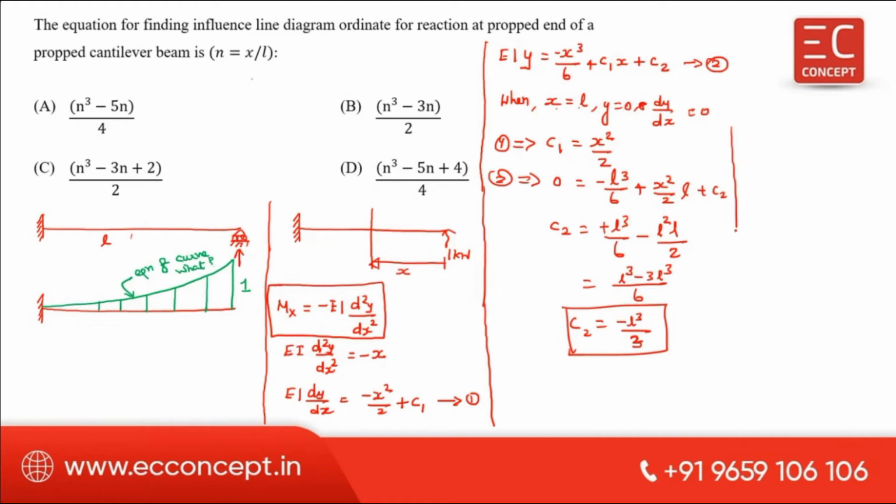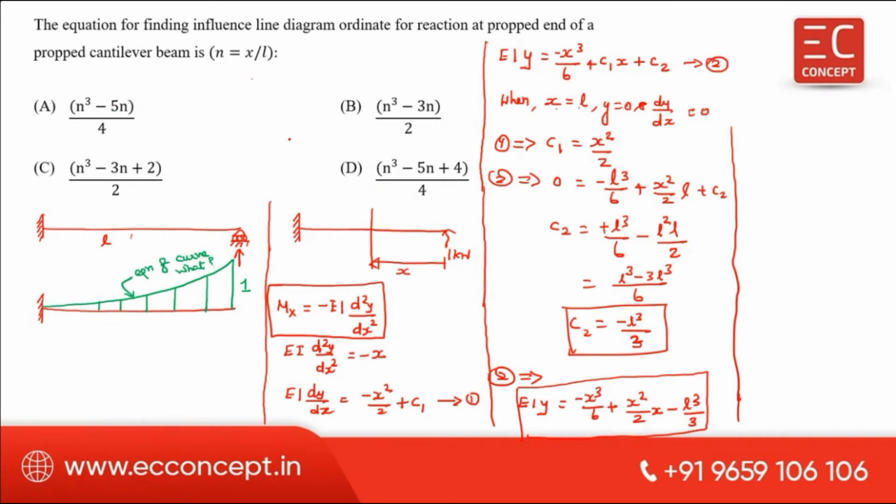Now if you substitute C1, C2 in equation 2, EI into y is equal to minus x cube divided by 6 plus C1, that is L square divided by 2 into x, minus L cube divided by 3. Now this is the final equation. Now see, this equation does not satisfy any of the options that I have checked. Okay. So EI into y, this is the deflection ordinate.